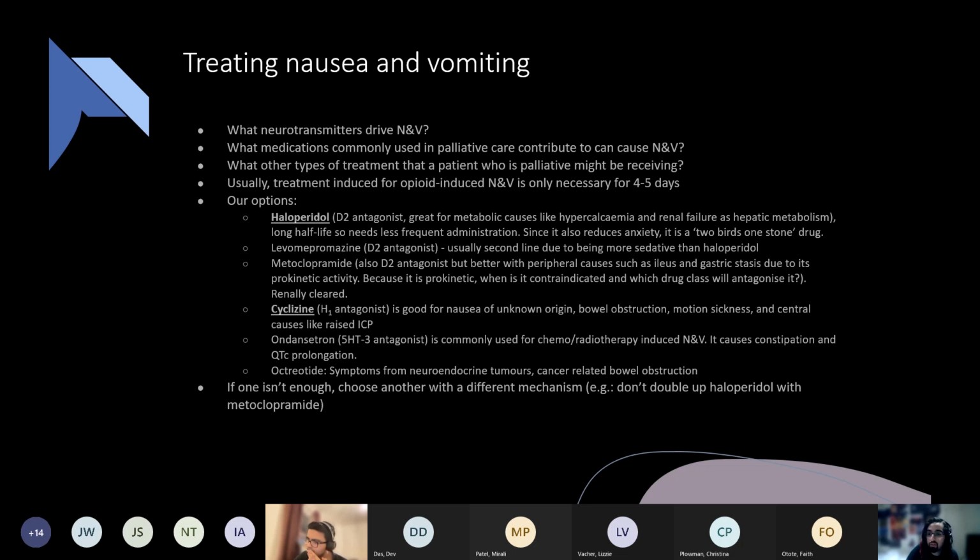We've mentioned levomepromazine, more sedative than haloperidol, and if someone's nauseated and actually vomiting, you probably don't want to sedate them because of the risk of aspiration.